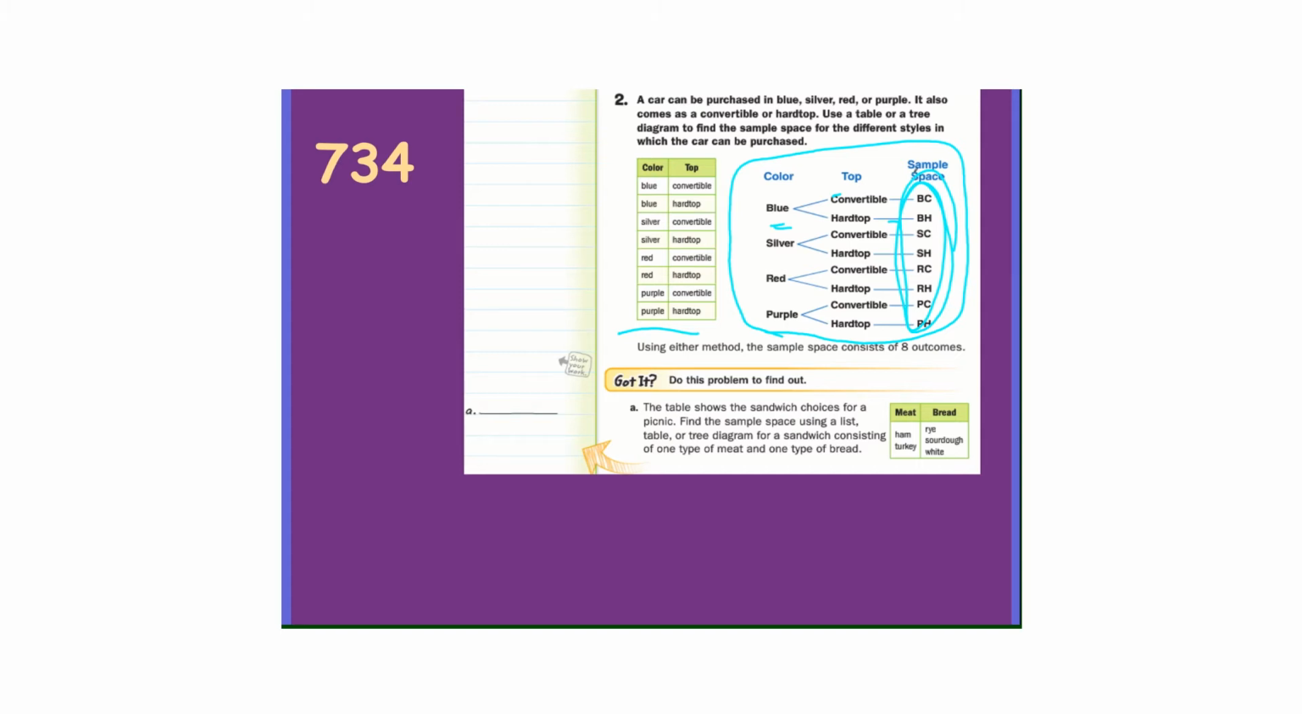So pause and go ahead and do that. They're going to take 1 type of meat and 1 type of bread. So right here we have 2 meats and we have 3 breads. So go ahead and list the sample space. Okay, so we could have a ham on rye bread, a ham on sourdough bread, a ham on white bread, a turkey on rye, a turkey on sourdough, a turkey on white. There's the sample space.